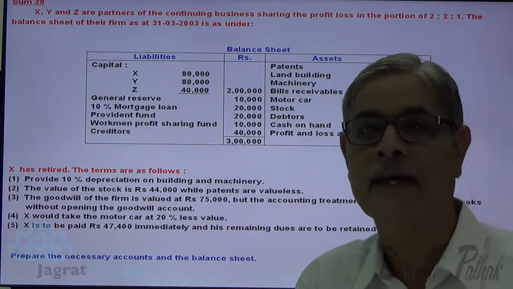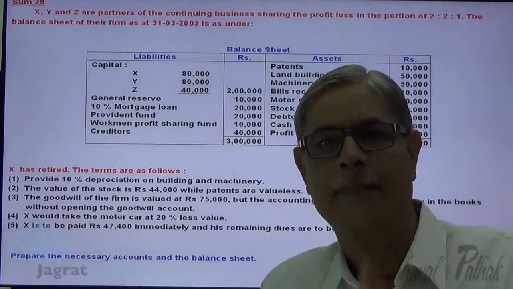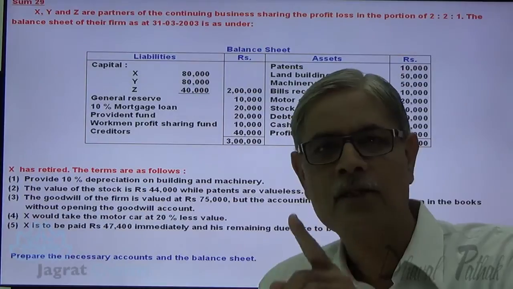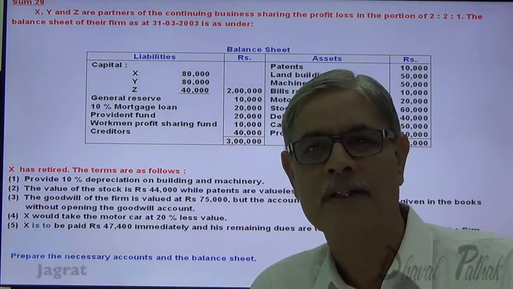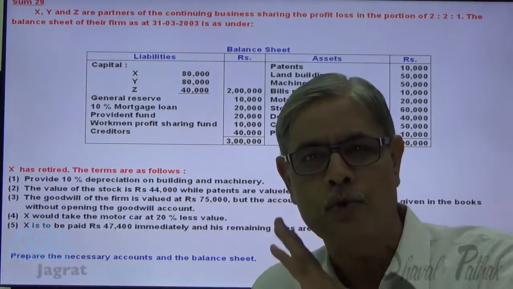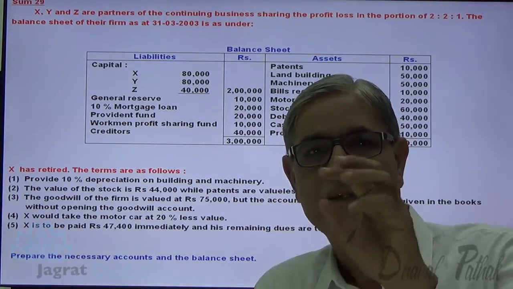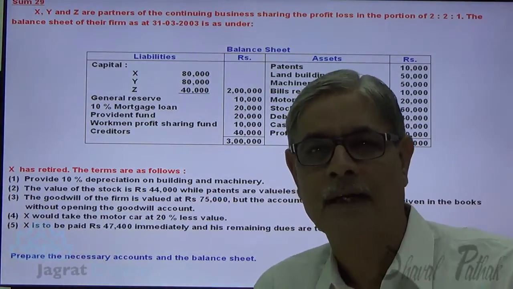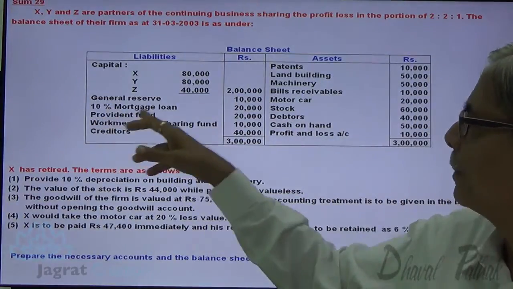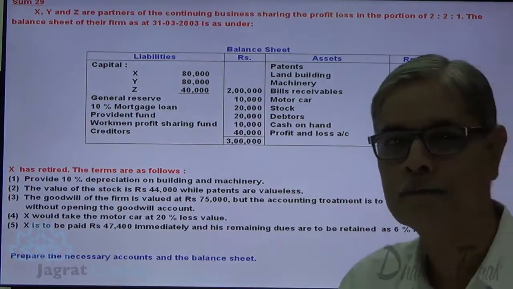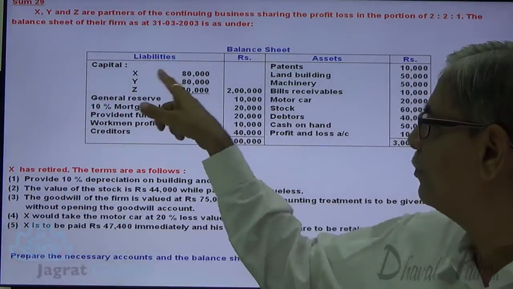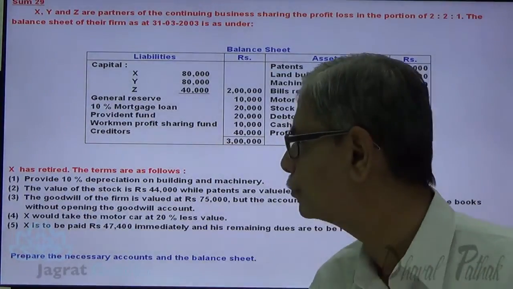General reserve is also 10,000, that is an undistributed profit. This undistributed profit of 10,000 gets distributed amongst partners in their profit sharing ratio, that is 2:2:1, and that gets credited to partners' capital account. 10% mortgage loan, provident fund, workmen profit sharing fund, creditors. X has retired, so first partner has retired.